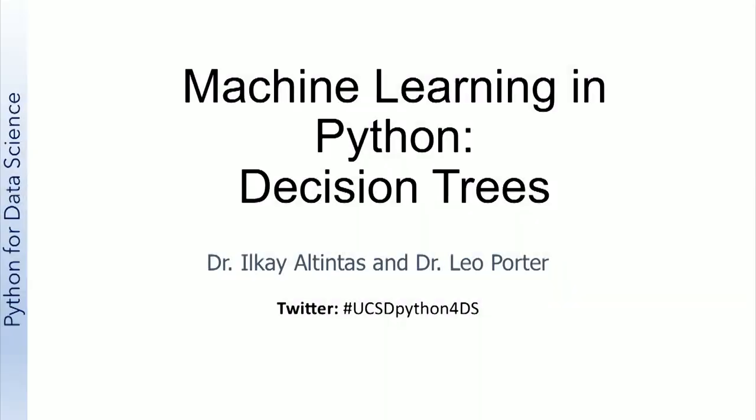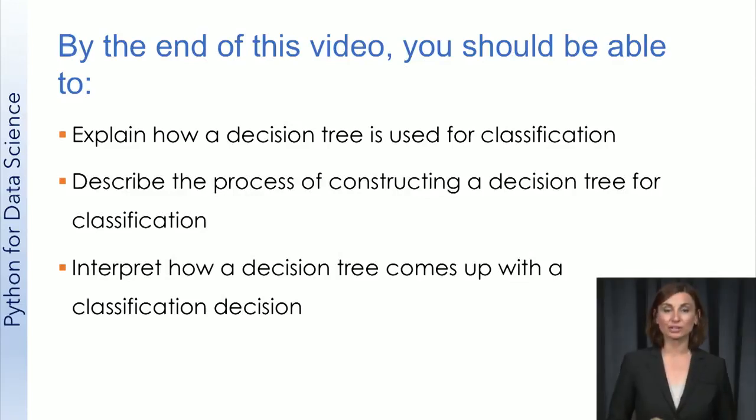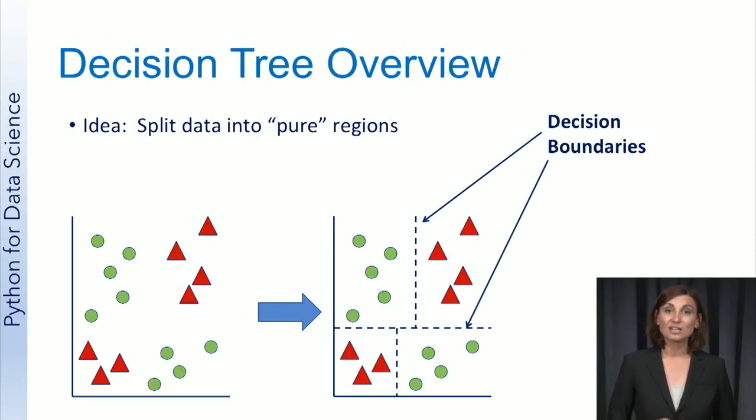Let us now look at the decision tree model, a popular method used for classification. By the end of this video, you should be able to explain how a decision tree is used for classification, describe the process of constructing a decision tree for classification, and interpret how a decision tree comes up with a classification decision.